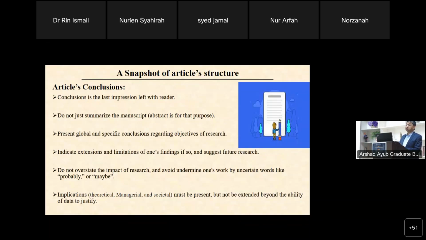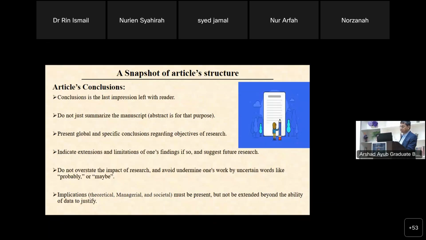Do not overstate the impact of research, and avoid undermining one's research work with uncertain words like probably or maybe. You cannot just leave it hanging around. You have a hypothesis, yes or no, right? Not maybe. Maybe means you have not really reached a conclusion. It is still an idea in the generation phase.